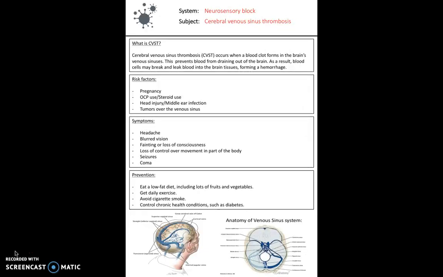Next, we've got cerebral venous sinus thrombosis, and this is an acute clot in the dural venous sinuses of the brain. So the dural venous sinuses are there to drain blood away from the brain and back to the heart. Risk factors of developing this condition are if you're pregnant, also head injury is a likely cause, or a tumour of the venous sinuses. Patients presenting with this complaint, you'd expect them to have headaches, blurred vision, any kind of fainting or loss of consciousness, also seizures and a coma, potentially, being worst case scenario.